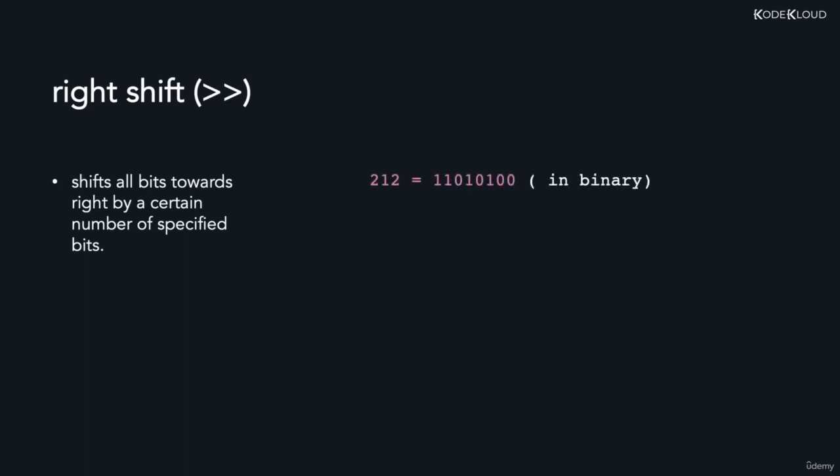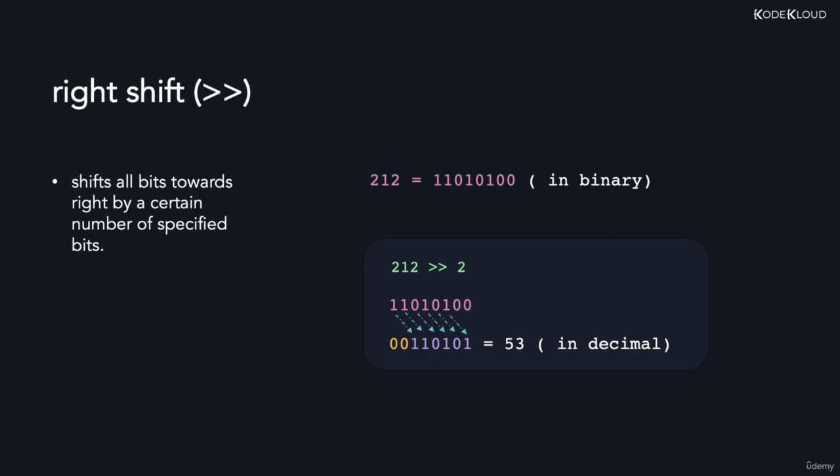Then we have the right shift operator. It shifts all bits towards the right by a certain number of specified bits. In our example, we have the number 212 and we want to right shift it by 2 bits. Our output would look something like this. We have basically shifted all the bits by 2 bits over here, and all the excess bits on the right are discarded. This gives us the result 53.